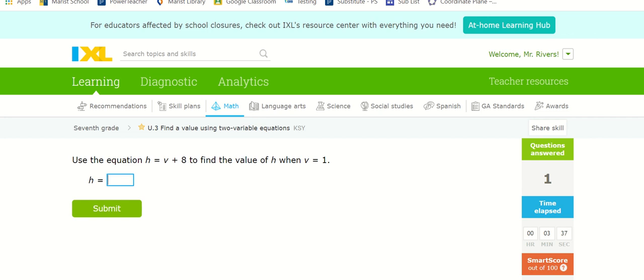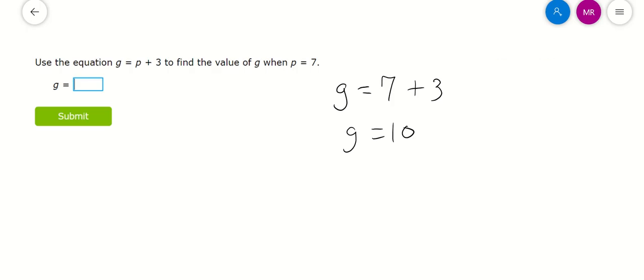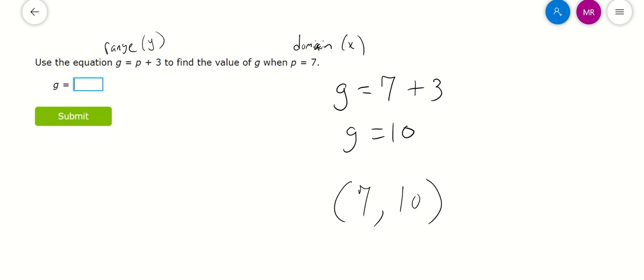Why does this come in handy? Well, on this one we worked earlier, let's say P is our domain value, which is to say our x-coordinate, right? So the domain, or the x-coordinate, was 7, and we found our range coordinate, which is to say the y-coordinate, g, which was 10. So this would give us an ordered pair.